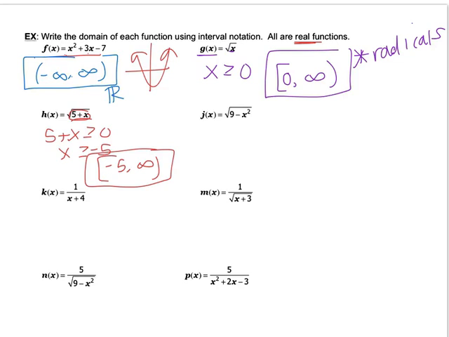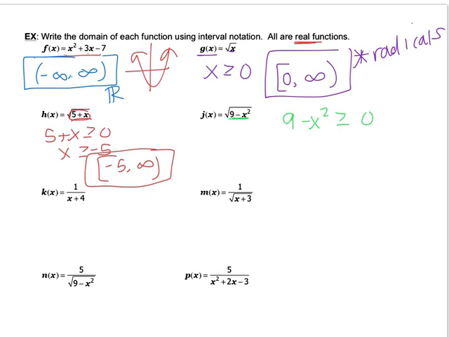On to j of x, another square root function. So this time what's inside of our square root is 9 minus x squared. And that whole expression, 9 minus x squared, would have to be greater than or equal to 0. So again, to find our boundary or limitations on x, we need to solve this inequality.